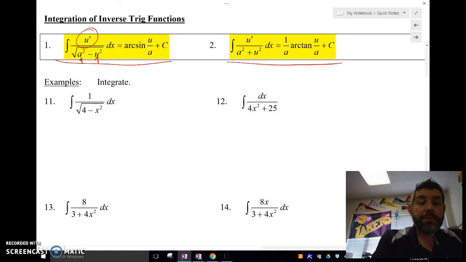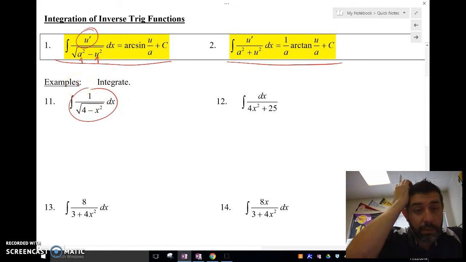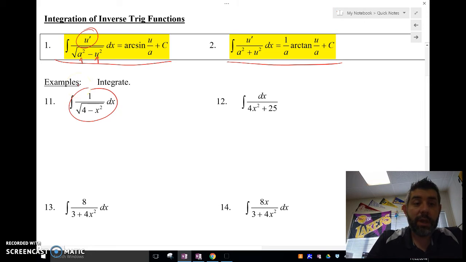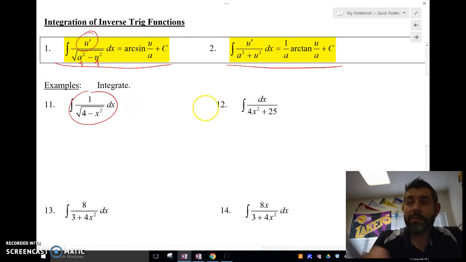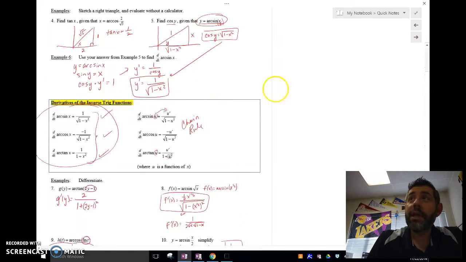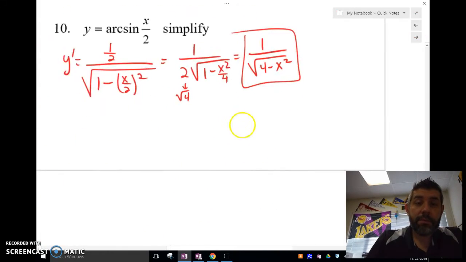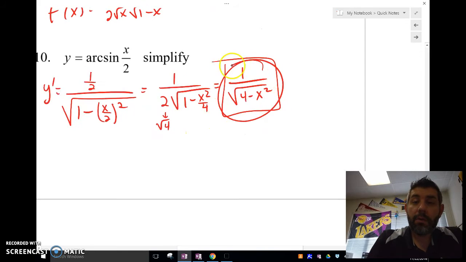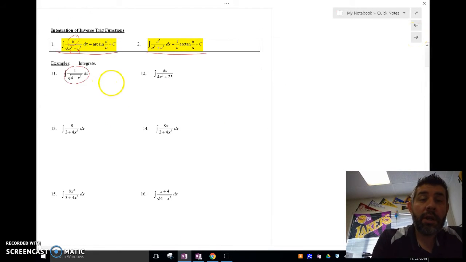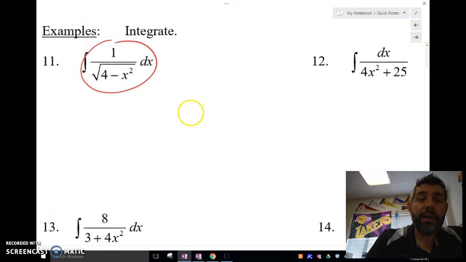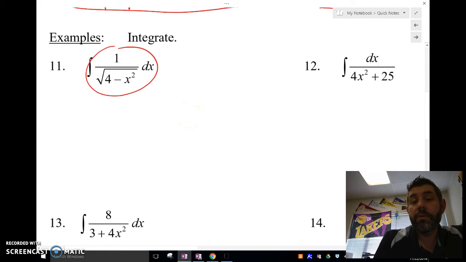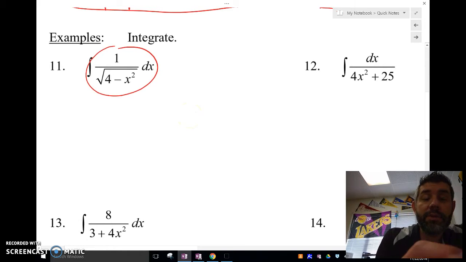Okay, so for number 11 here, if you notice that one, 1 over the square root of 4 minus x squared, that's just like the previous video example, number 10. And that one was arc sine of x over 2, I believe. But let's just take a look at what you would do, so that way you can understand what we would do anyway if we didn't know that.